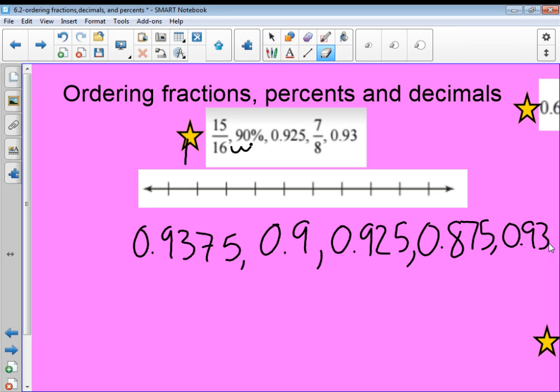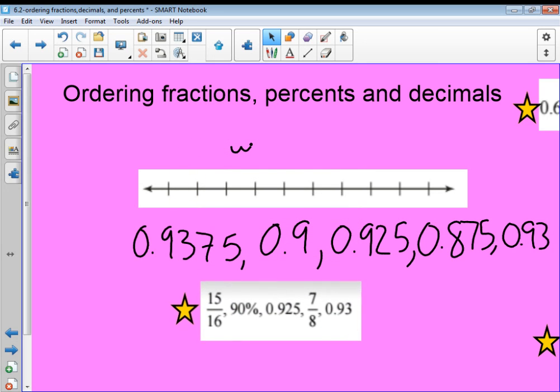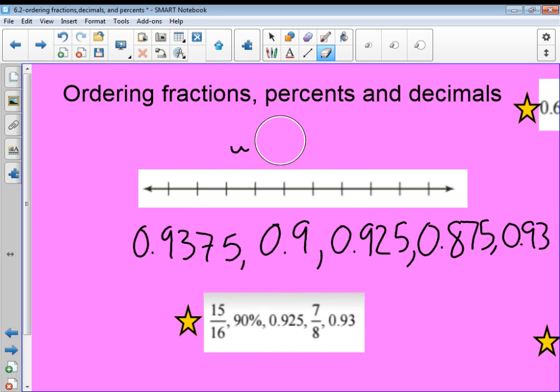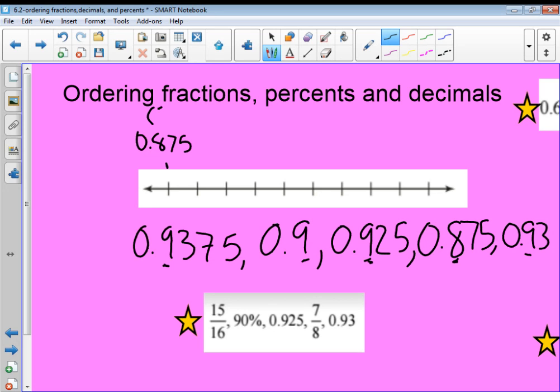You do not have to be exact with this. All we want you to show is that you are able to identify which is greatest and least. So I look at my decimals. First decimal place, I see, I have an 8. That is my least. So I will just put that down here, 0.875. And remember, that was my 7/8.